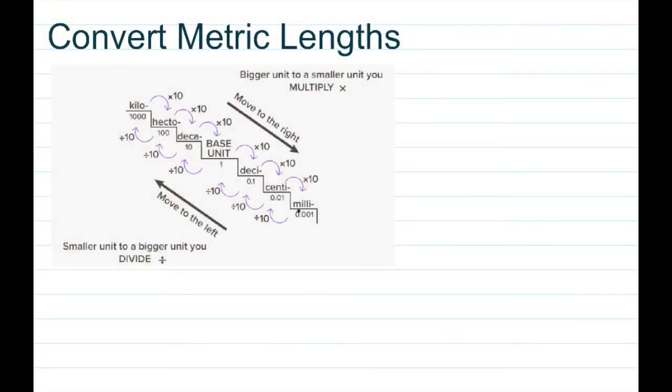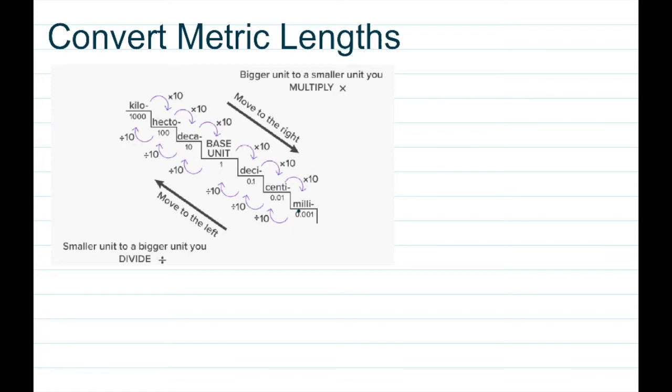For this lesson, we are going to be converting metric lengths. So we're going to be using the kilometer, hectometer, decameter, meters, decimeters, centimeters, and millimeters. Okay, so we're going to be using those.